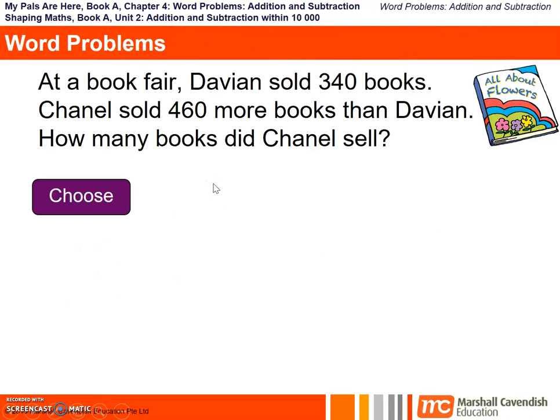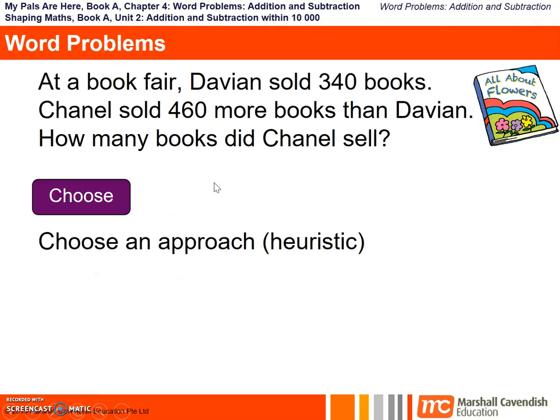Okay, next up we have choose. So we have to choose an appropriate heuristic. What do you think would be appropriate for us to use in this question? Would it be working backwards? Would it be model drawing? Or could it be guess and check? Did you say model drawing? Well done, you're correct. Let's try it out.